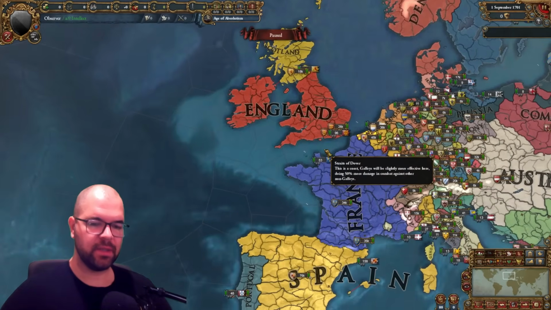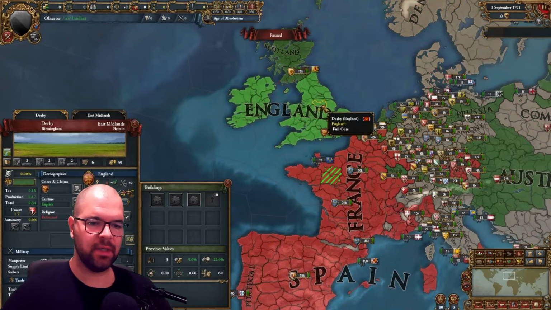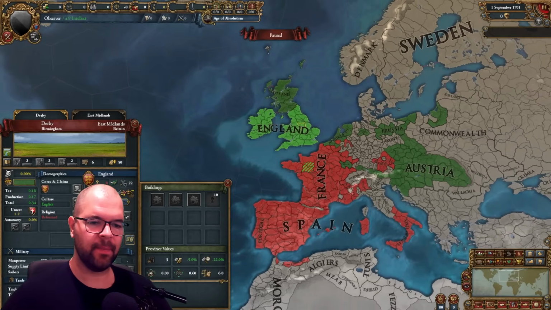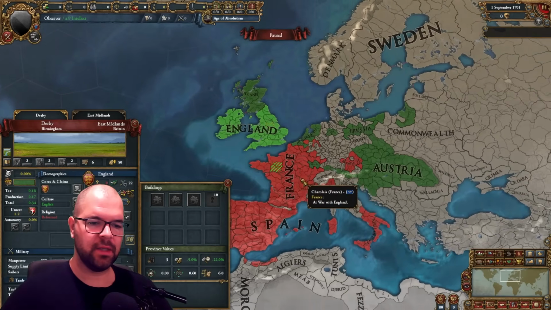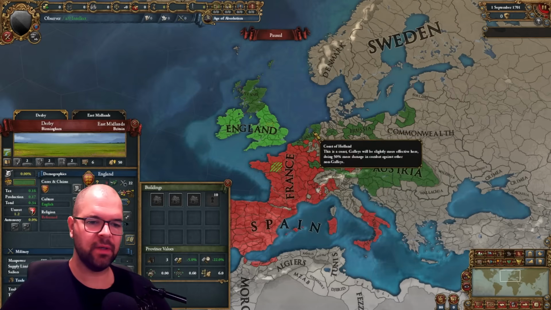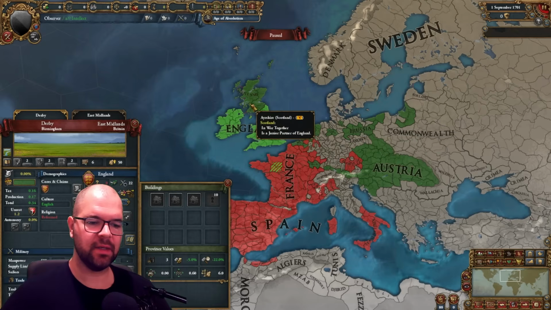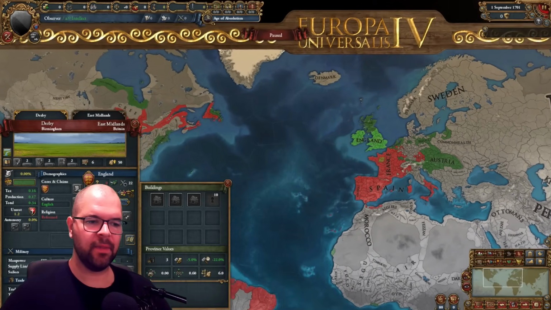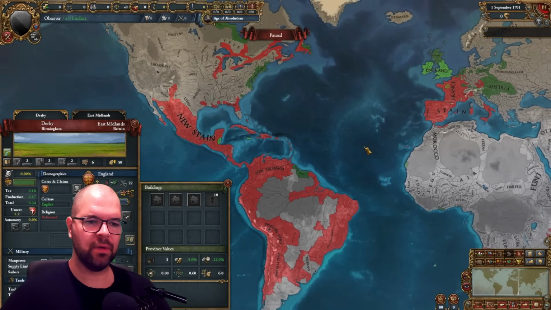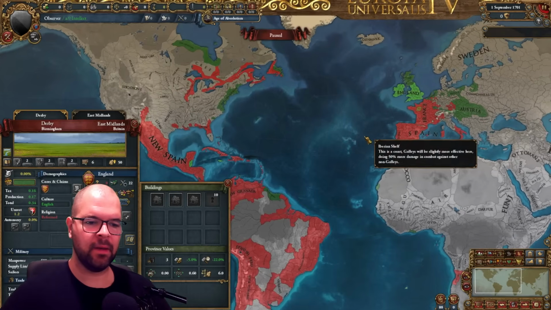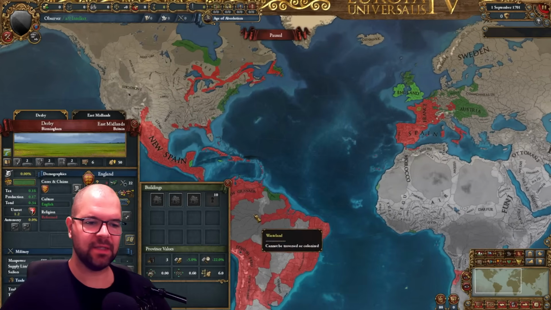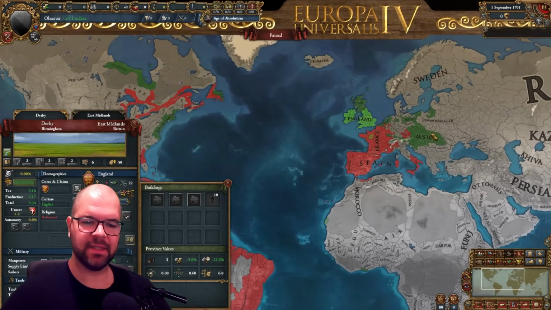We can press R and see the current wars. It is France, Spain, Bavaria, and some other minor nations against Austria, Prussia, the Netherlands, England, and Scotland. The war also is waged in the New World, and you can see the immense power that Spain had in this age.